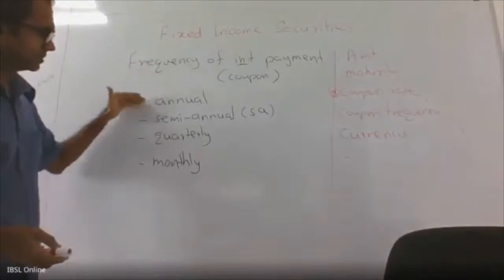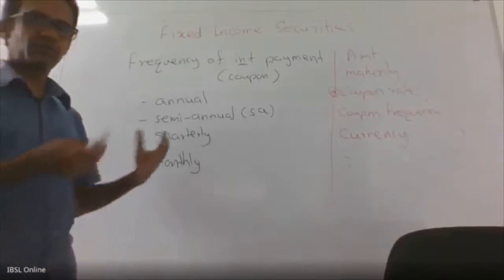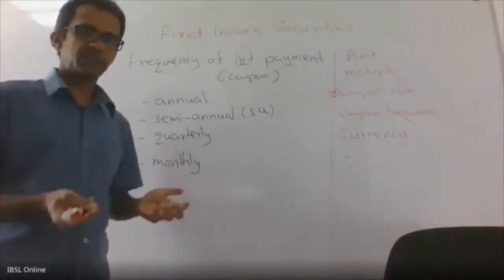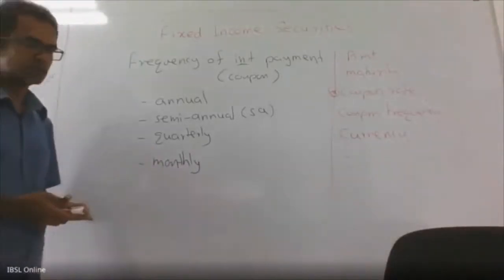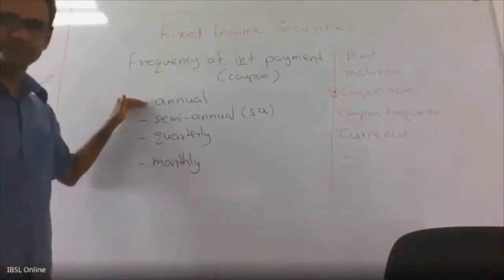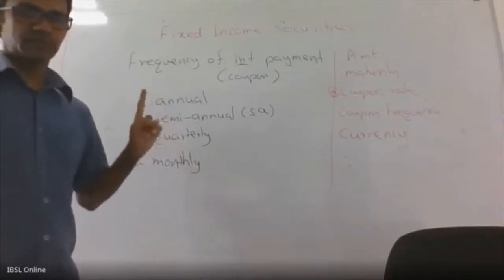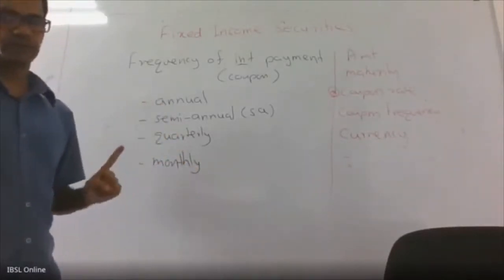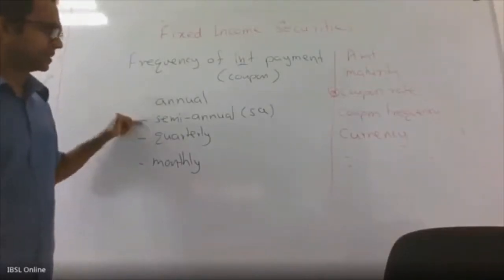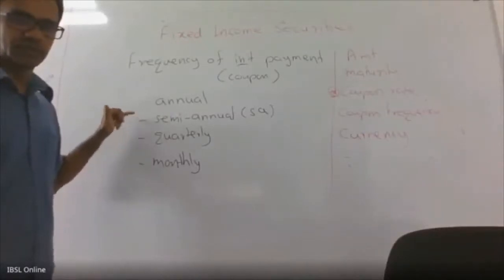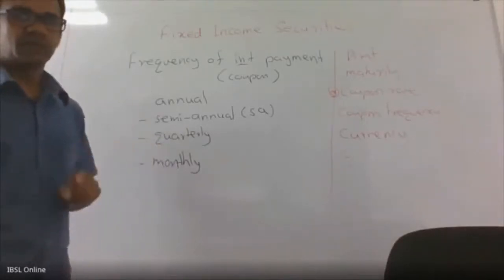Coupon frequency may vary from issuer to issuer, from one country to another, even within the same country, depending on the borrower's or the issuer's requirement. When it says annual, the coupon will be paid only once in a year, at the end of the year. In a semi-annual coupon payment, the coupon will be paid 2 times per year, every 6 months.